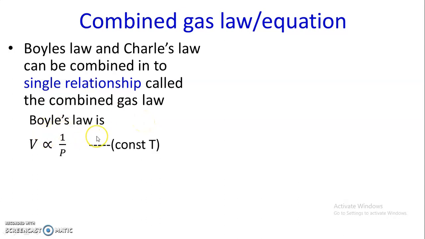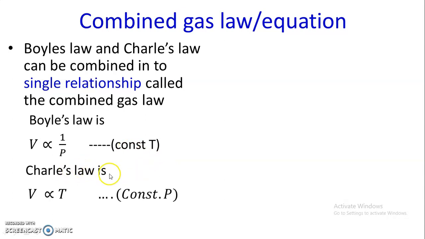According to Boyle's law, the volume of a given mass of a gas is inversely proportional to pressure at a constant temperature. So V is inversely proportional to P at constant temperature. According to Charles' law, at a constant pressure, the volume of a given mass of a gas is directly proportional to absolute temperature, and therefore V is directly proportional to T, the absolute temperature.